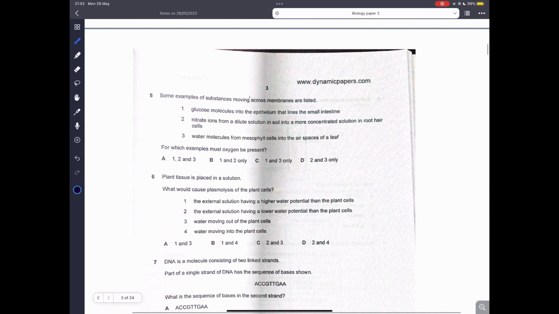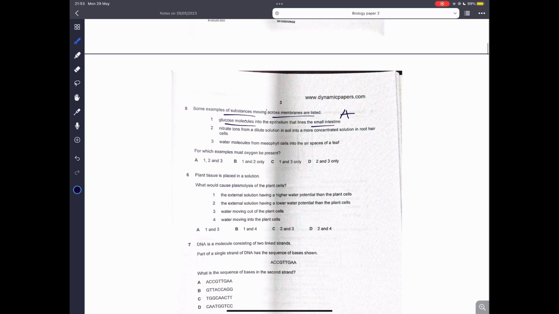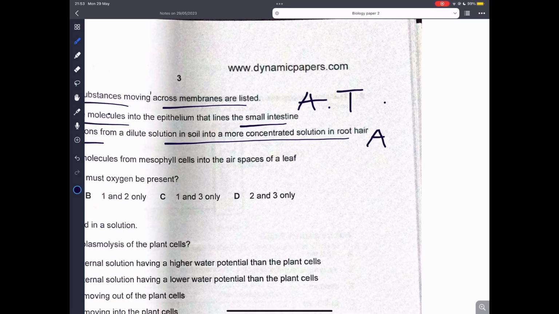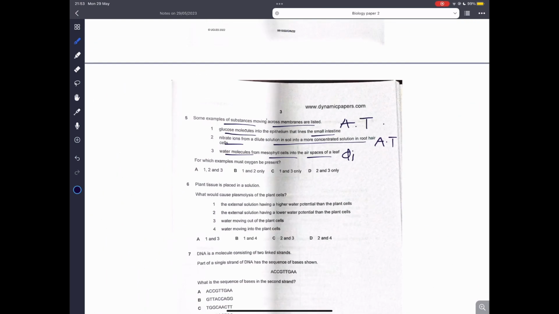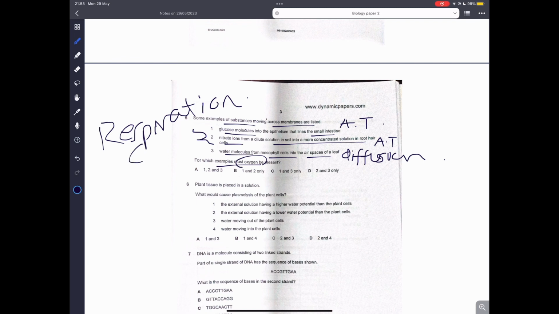Now moving on to question number 5. Some examples of substances moving across membranes are listed. Glucose molecules in the epithelium that lines the small intestine. Now, this requires the use of active transport. Nitrate ions into concentrated root hair cells also require active transport. Water molecules require something called diffusion out of the air spaces. So in which examples must oxygen be present? It is examples 1 and 2, because respiration, as you might have recalled, uses oxygen to release energy. So active transport needs energy, so B is the correct answer.